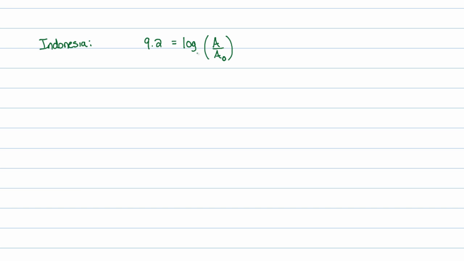And I know it's log base 10 of A over A naught, so I'll do the circular argument here that says that 10 to the 9.2 power is equal to the inside, which means that 10 to the 9.2 power is equal to A over A naught. In this case, I don't know what A naught is, and I'm only trying to find the amplitude of this quake. So let me just multiply both sides by A naught. So this tells me that the amplitude of this quake was A naught times 10 to the 9.2.